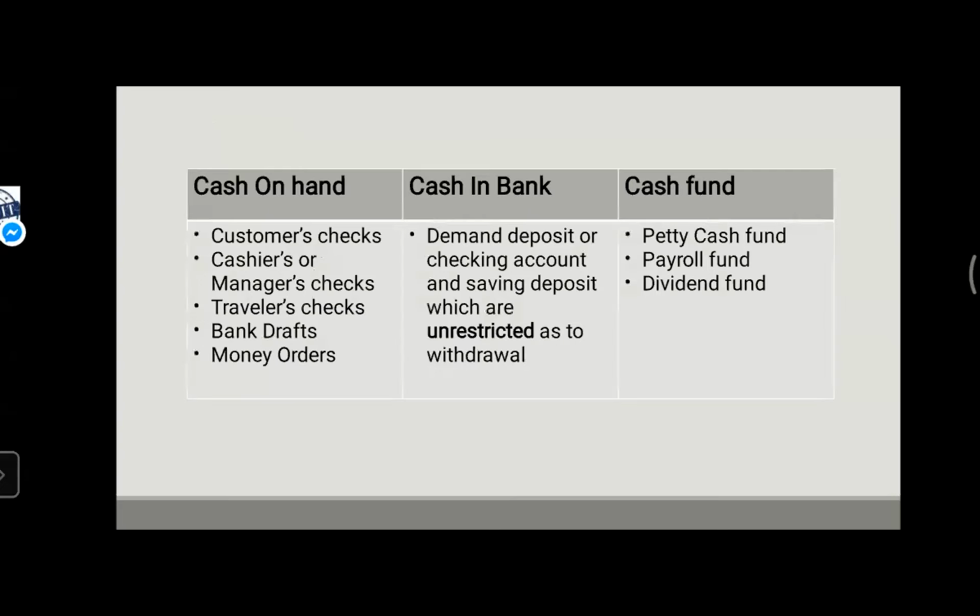Tapos, ito yung mga cash items included in cash. So first is cash on hand. Dito sa cash on hand includes customer checks, cashiers or managers checks, travelers checks, bank drafts, and money orders. Then sa next naman na cash items is yung sa cash in bank. Dito sa cash in bank is demand deposit or checking account and savings deposits which are unrestricted as to withdrawal. So, di ba, unrestricted dapat.